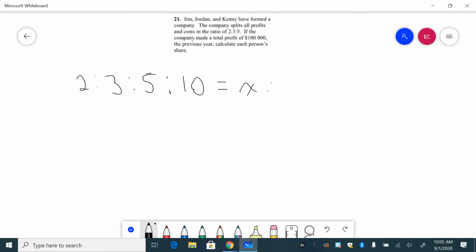We don't know how much money Jordan gets, so I'm going to write Y. And then we don't know how much money Kenny gets, so I'm going to write Z for that person. But we do know that all of them have a total of $100,000. So I'm going to write 100 here.